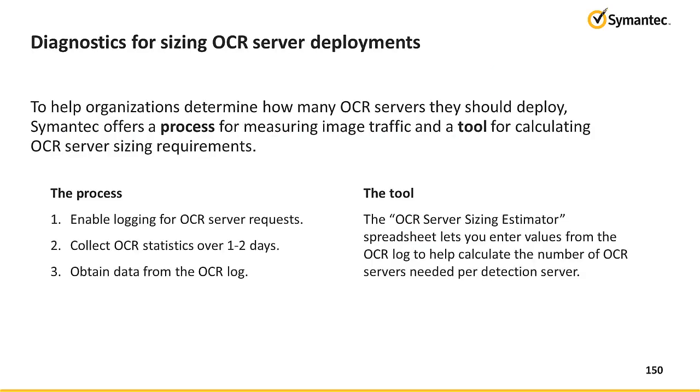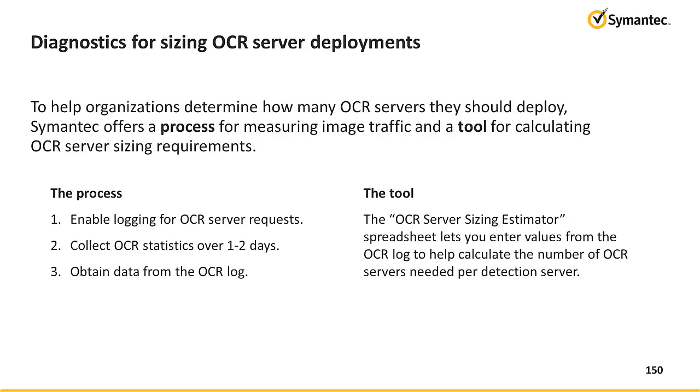To assist organizations to better understand their OCR needs so they can deploy an adequate number of OCR servers in their environment, Symantec has designed a process for measuring image traffic data and has also provided a tool to calculate OCR server sizing requirements. The process involves modifying the OCR.recordRequestStatistic setting on a detection server and then letting the server run for 1 or 2 days so Symantec DLP can collect metrics on the images it encounters in your environment. The results are logged in the OCR requests record0.log file for the last 24 hours. No incidents are created, and only images that are suitable for submission to OCR are counted.